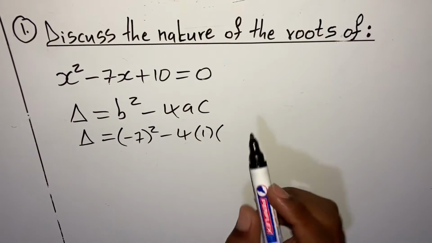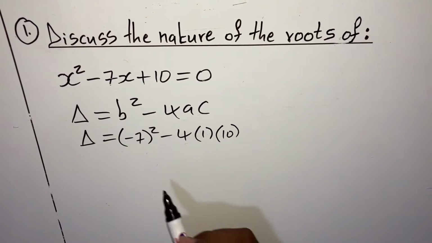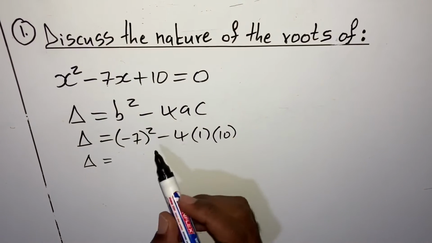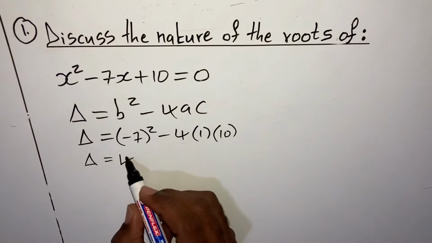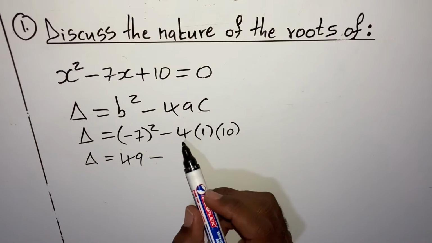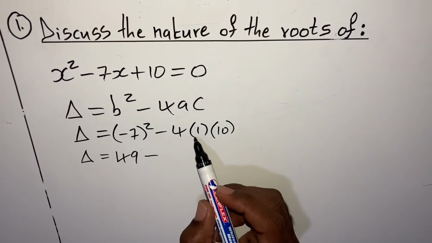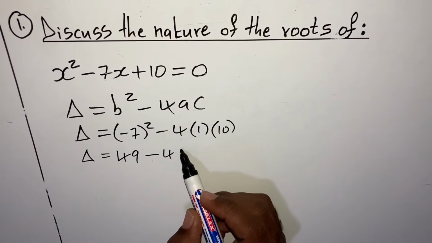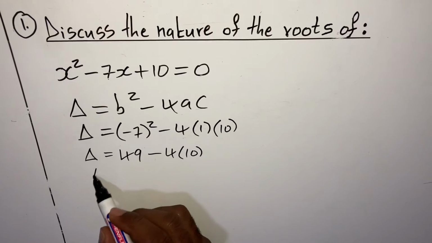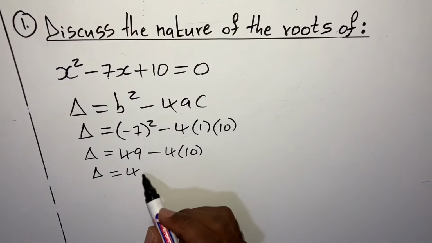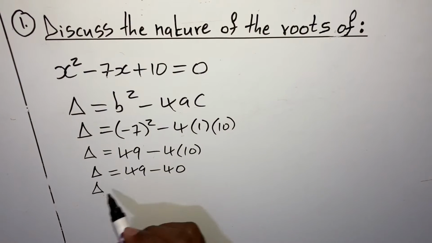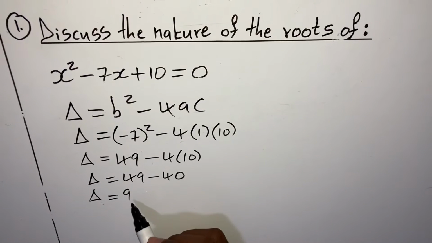Then c is a 10. Then from here, we go for our 7 times 7, which is a 49. Then we go for our negative 4 times 1, or you can just go for a negative 4. Then you say 1 times this, it's a 10. Then now your delta is equal to 49 minus 40. Then your delta is equal to 9.